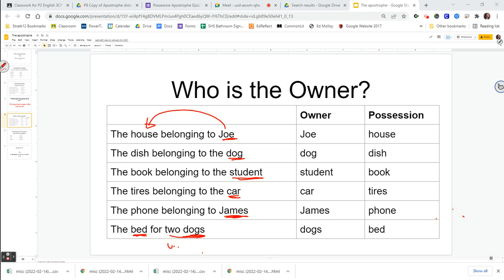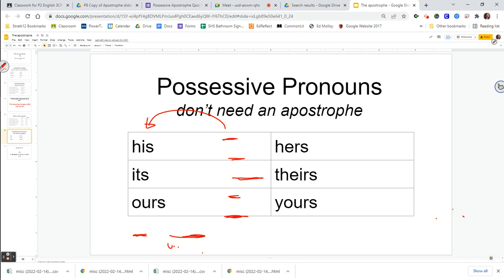Okay, so you got to figure out who the owner is and what's being possessed. Any questions? None. Get rid of this.